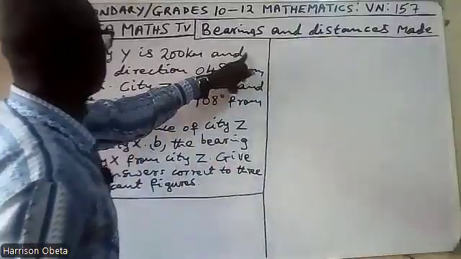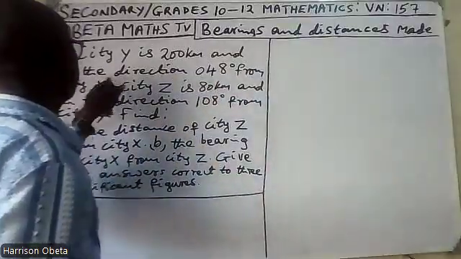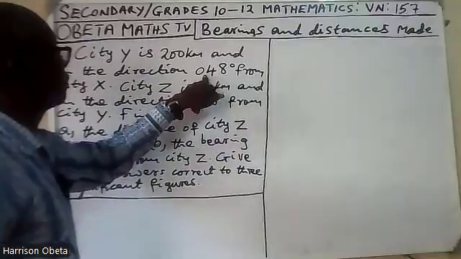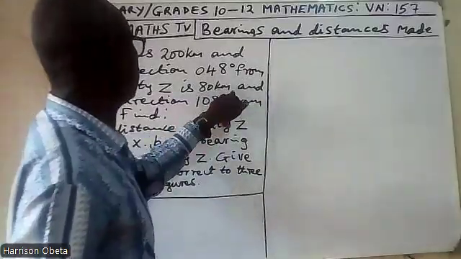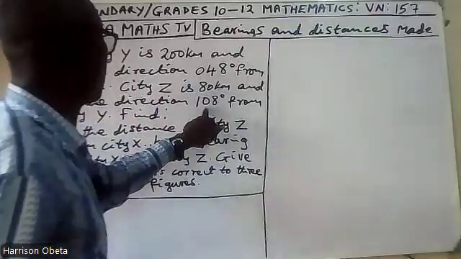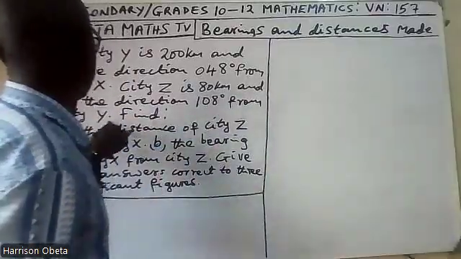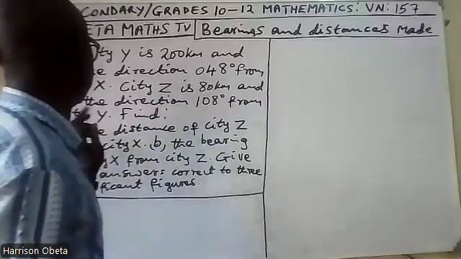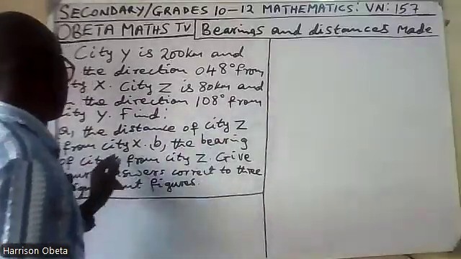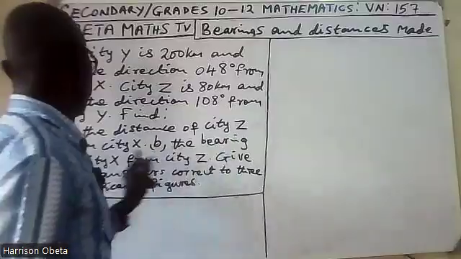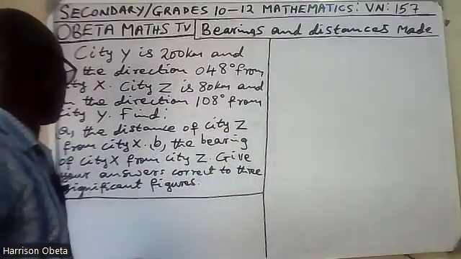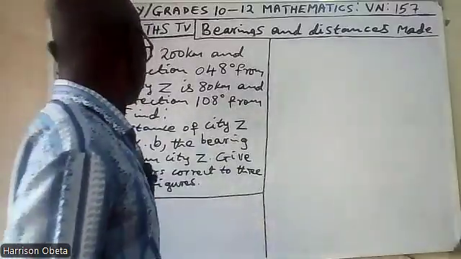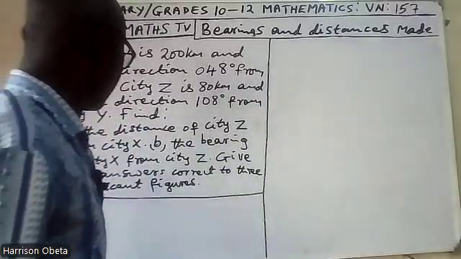City Y is 200 kilometers in the direction of 048 degrees from city X. City Z is 80 kilometers in the direction 108 degrees from city Y. We are to find A, the distance of city Z from city X, and B, the bearing of city X from city Z. Give the answers correct to three significant figures.